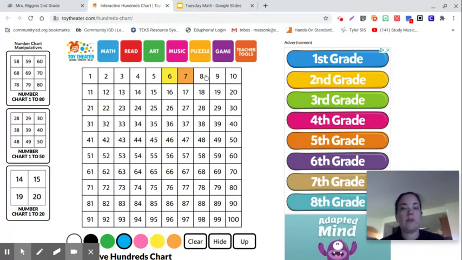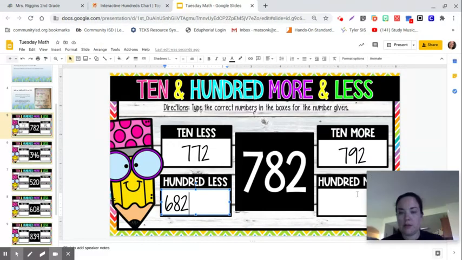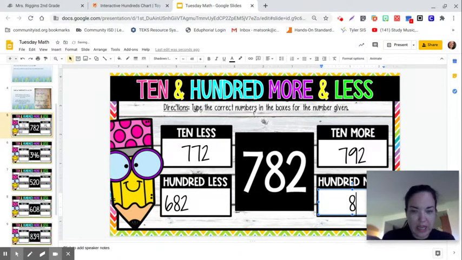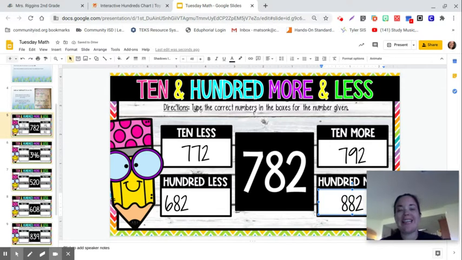Now we're going to do 100 more than our original number of 782. 100 more would change the digit in the hundreds place to an 8. So 882. Notice when you're talking about 10 less and 10 more, the digit in the tens place is the only digit that's changing. Remember, when you're talking about 100 less and 100 more, the digit in the hundreds place is the only one that is changing.